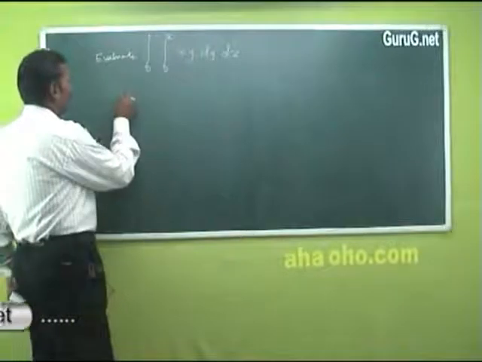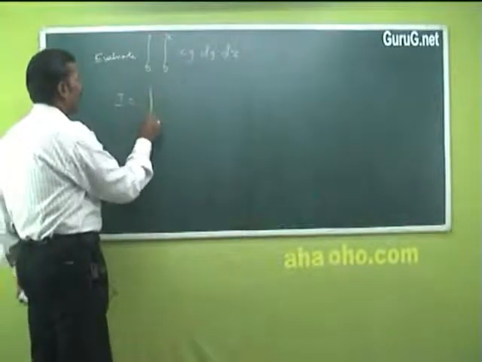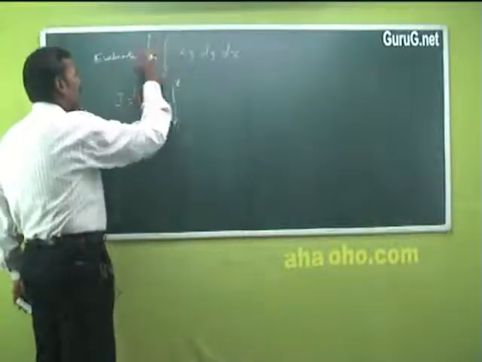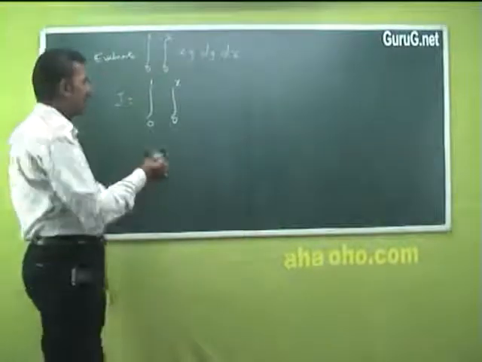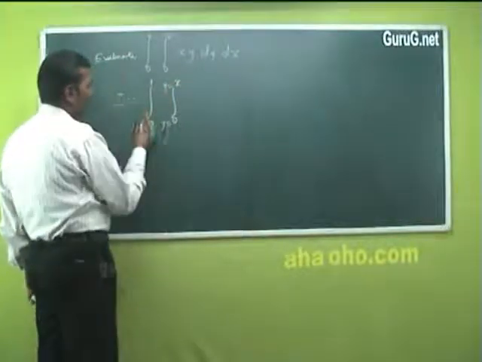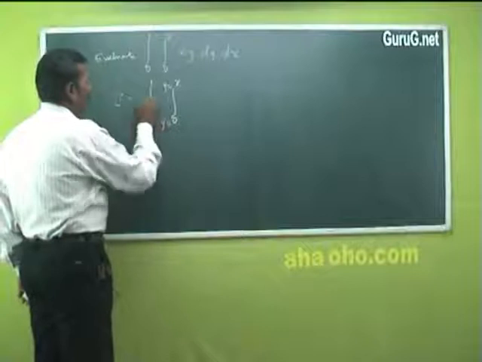Okay, so first let I equal to integral 0 to 1, integral 0 to x. What variable has come here? x has come. So that means it is a y limit. So y equal to 0, y equal to x. Then obviously this one is the x limit.